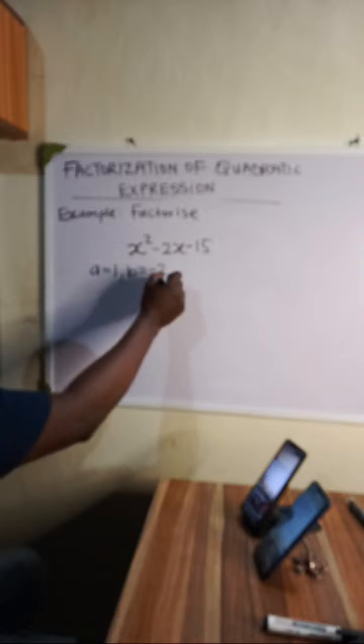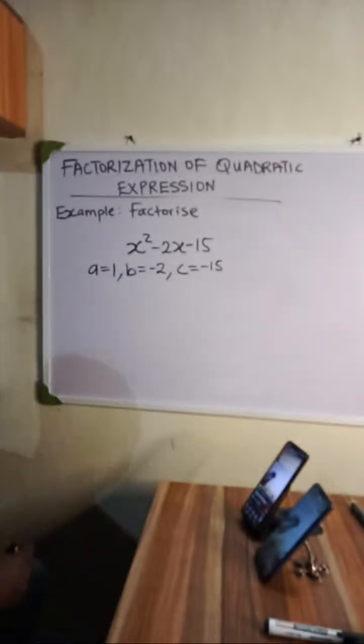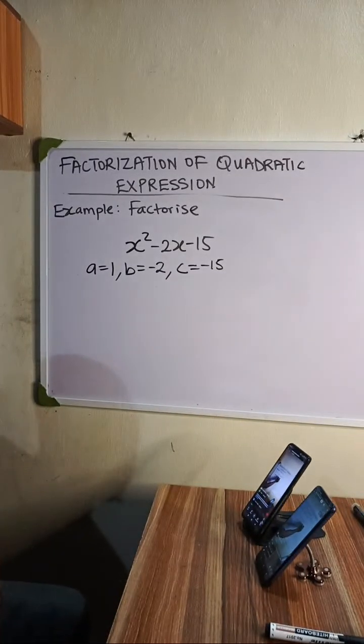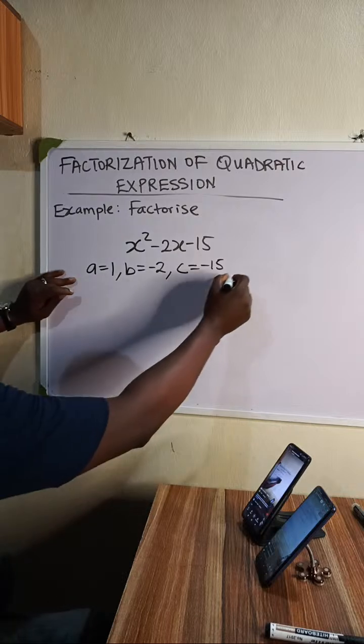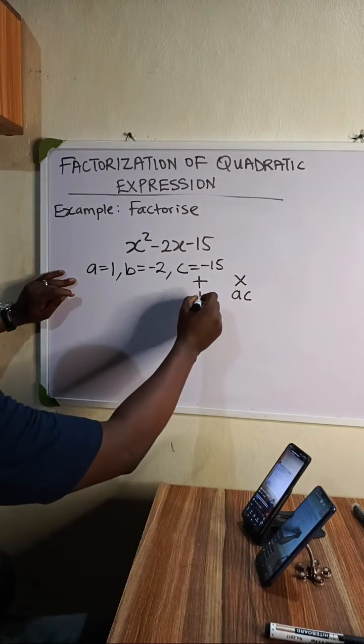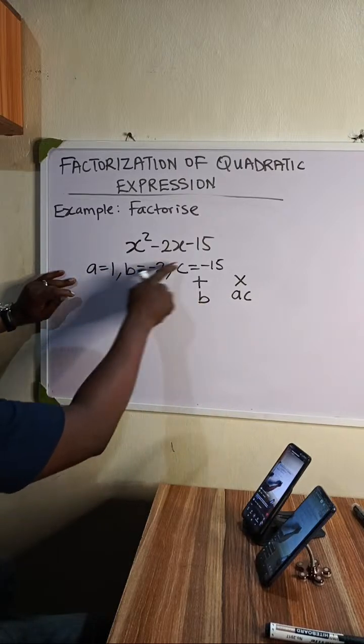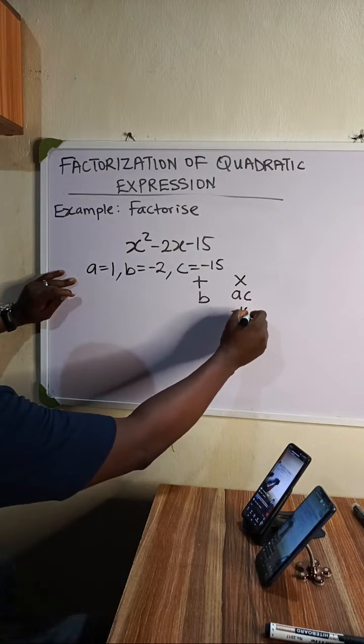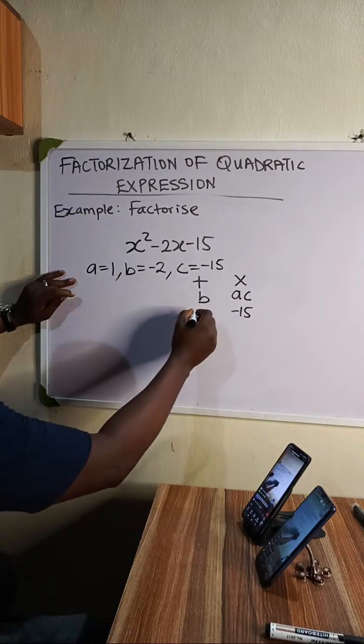So let's solve. Our A in this question is 1, our B is -2, and our C is -15. Now we are looking for two numbers that will multiply to give us AC and add up to give us B. AC is 1 times -15, which is -15, and B is -2.